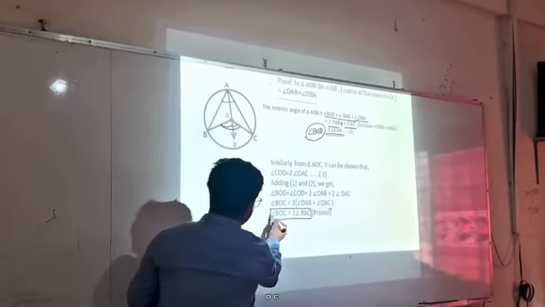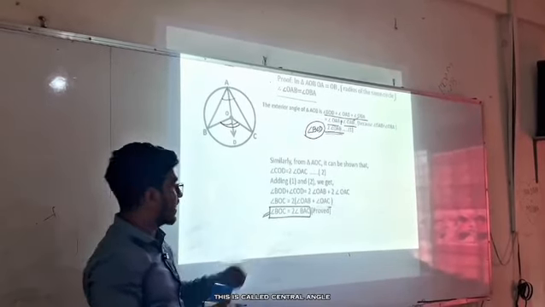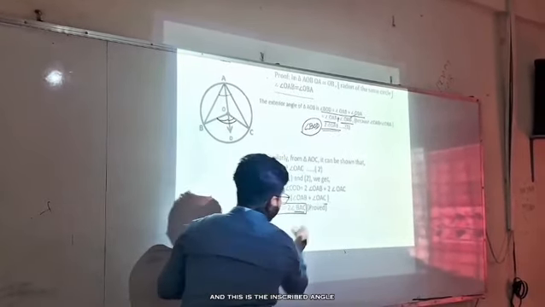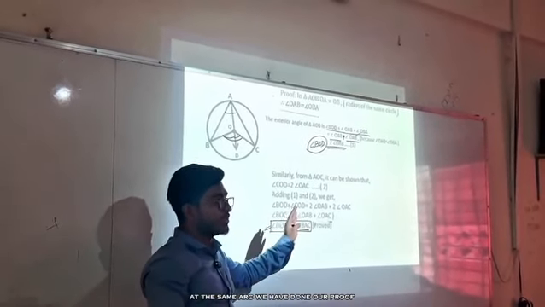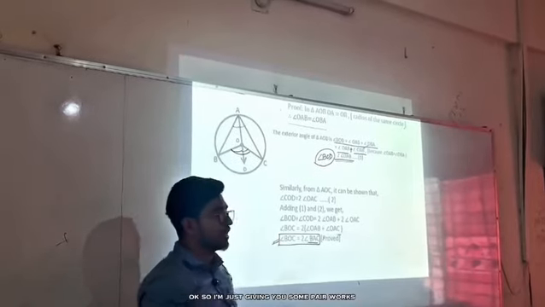And what is the angle BOC? This is called the central angle. And what is BAC? This is the inscribed angle. So the central angle is double the inscribed angle on the same arc. We have done our proof, okay?